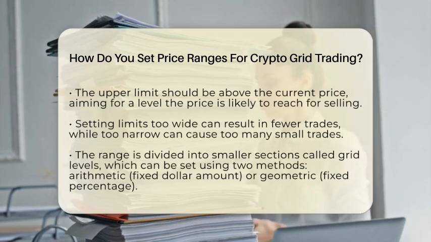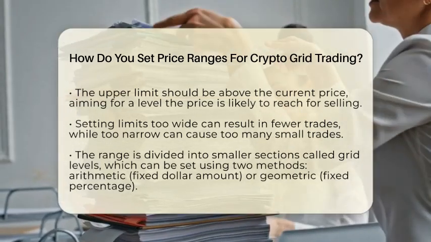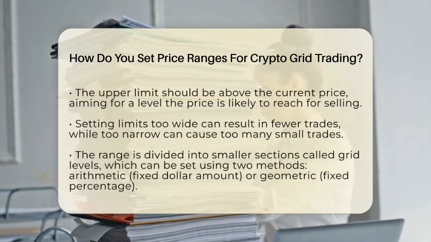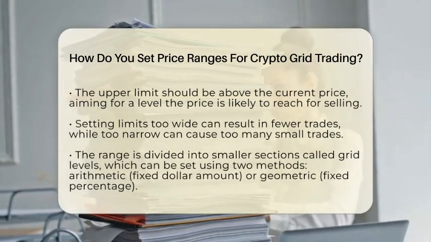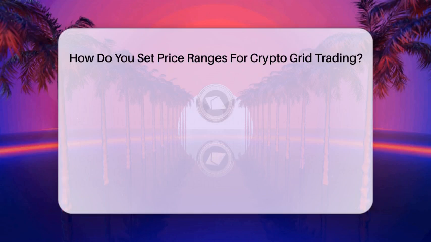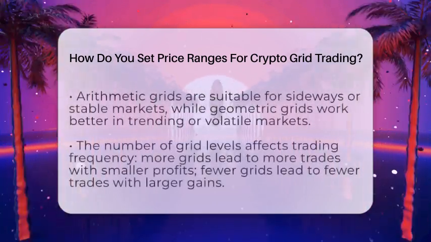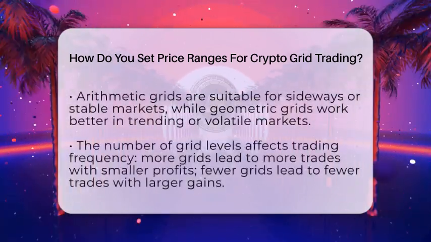The second method is a geometric grid, where each level is a fixed percentage higher than the previous one. For instance, each grid could be a 2% increase from the last. This method suits trending or volatile markets where price changes are proportional rather than fixed.